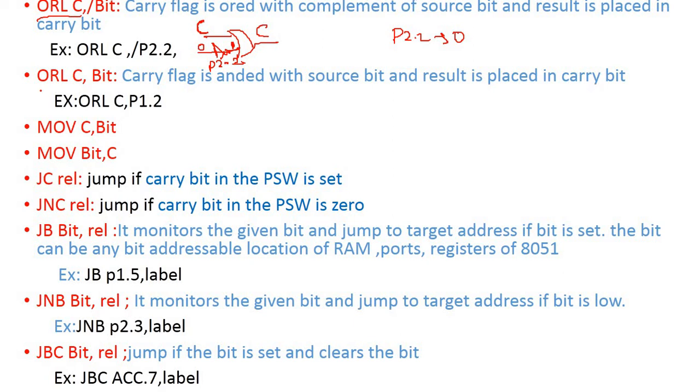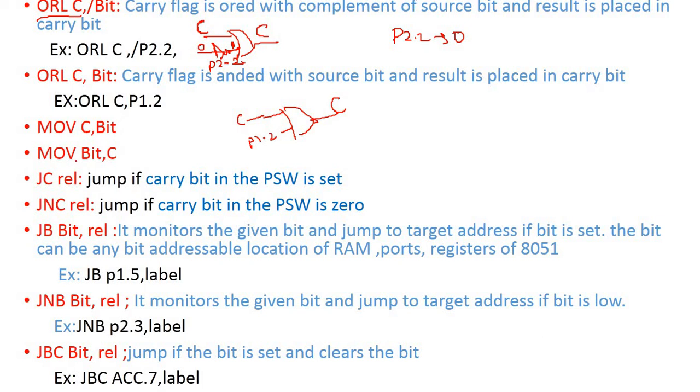Okay. Next here it is ORL C, bit. It is the same. This instruction will do the logical OR between the carry flag and P1.2, and finally the result will be stored in C. And next we have here MOV C, bit. In data transfer instructions we have seen many move instructions which work on bytes, but this instruction will work on bits, that is MOV C, bit. So here the carry flag gets whatever bit we are mentioning here, that we are moving into the carry flag. So both should be bits.